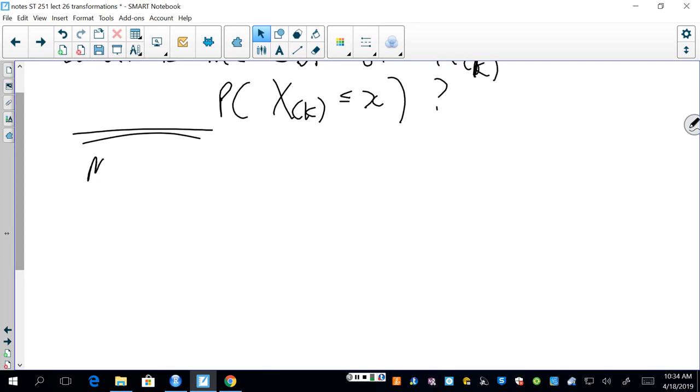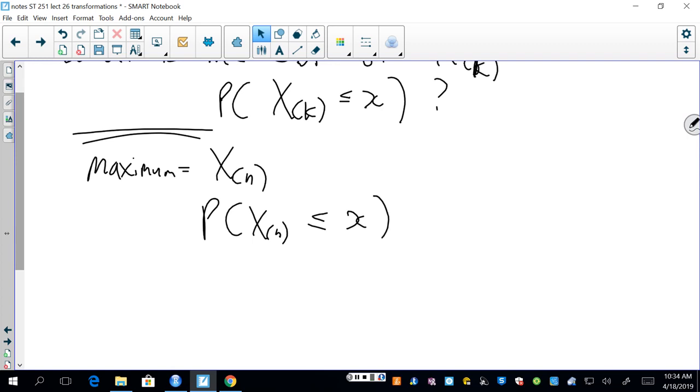Right? The maximum is the nth order statistic. What's the probability that the nth order statistic is less than or equal to x? Let's call this maybe the nth cumulative function evaluated at some value, little x. The probability that the maximum value is less than something. 0?